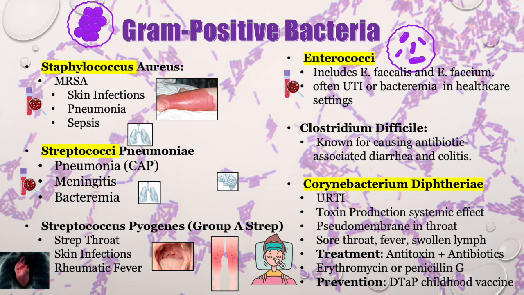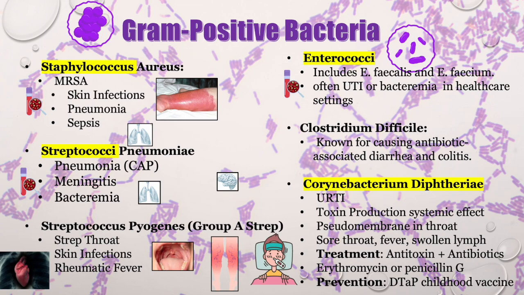And then we have Corynebacterium. Corynebacterium diphtheriae causes diphtheria, a potentially life-threatening upper respiratory tract illness. The pathogenesis and toxin production is the important part to know. So understand how diphtheria toxin produced by C. diphtheriae disrupts protein synthesis in cells, leading to cell death and tissue injury. The toxin is responsible for the serious systemic effects of diphtheria.